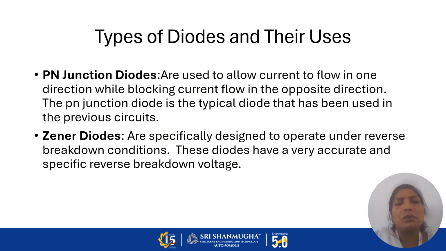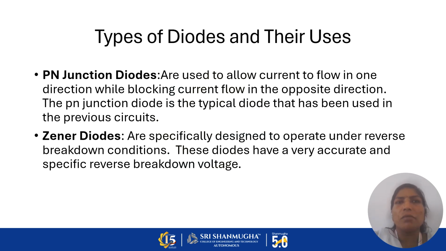The types of diodes: diodes are classified into many types. One is the PN junction diode, Zener diode, then light emitting diode, LED, etc. The applications of PN junction diode. PN junction diode is used in many applications such as rectifiers and power supply circuits. Rectifier means convert AC to DC. Then power supply circuits, signal demodulation, clippers and clampers, protection circuits and switching circuits.